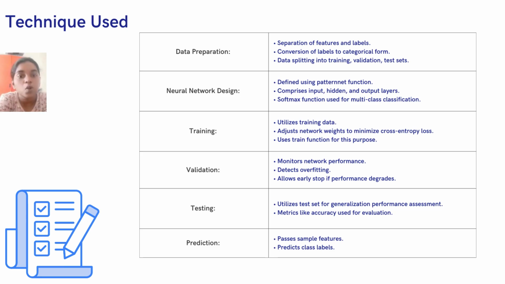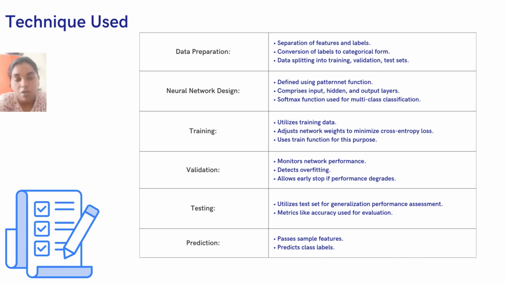Next, we design the neural network. We define it using the pattern net function, which comprises input, hidden, and output layers. We use the softmax function for multi-class classification. Then we train the model by adjusting network weights to minimize cross entropy loss.